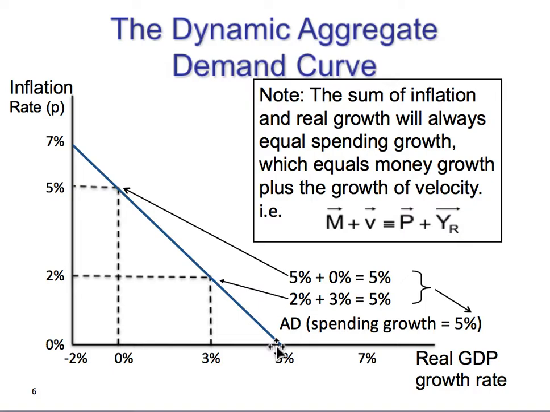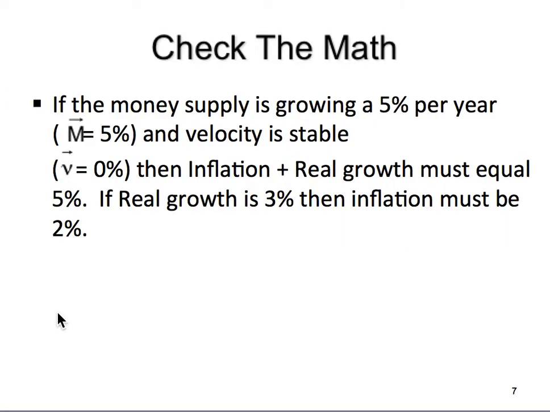We're not showing possibilities of even higher inflation and further declines in real GDP. They're also possible to add to 5, and we're also not showing the combinations of real GDP growth and deflation, which are also possible as adding to 5. So if the velocity growth rate is at 0 and the money growth rate is at 5%, then inflation and real growth must equal 5%.